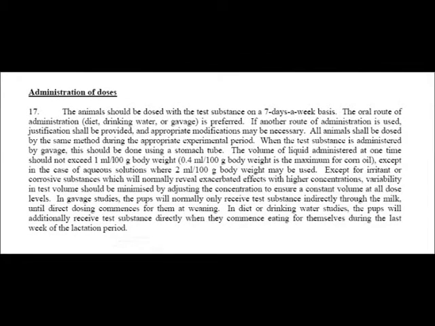This slide concerns itself with administration of doses. It reads, the animal should be dosed with the test substance on a 7 days a week basis. The oral route of administration, diet, drinking water or gavage, is preferred. If another route of administration is used, justification shall be provided and appropriate modifications may be necessary. All animals shall be dosed by the same method during the appropriate experimental period. When the test substance is administered by gavage, this should be done using a stomach tube. So that is how this test is undertaken.